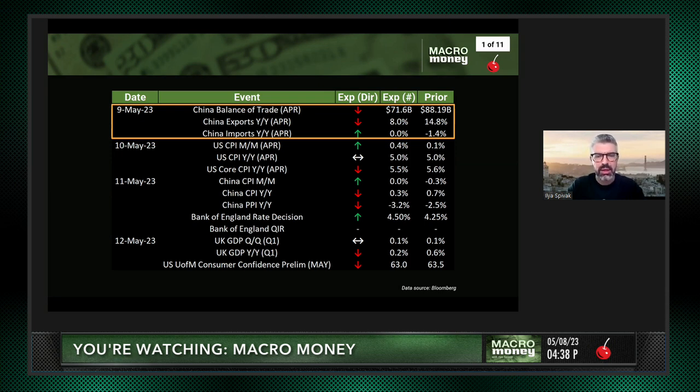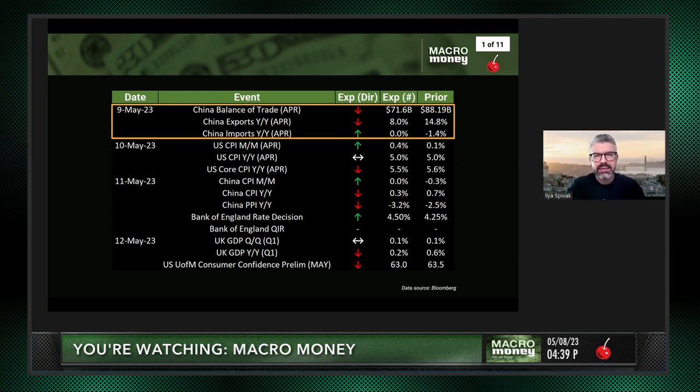Exports seen slowing from 14.8 to 8% growth year on year. The overall trade balance seen ticking down from 88.2 to let's call it 71.5, almost 72 billion, and this is in U.S. dollar terms. So the thing that you immediately see here is that there appears to be a kind of export growth orientation, which of course would be something of a change of pace for China. So at least in recent months, certainly not overall, but in recent months.